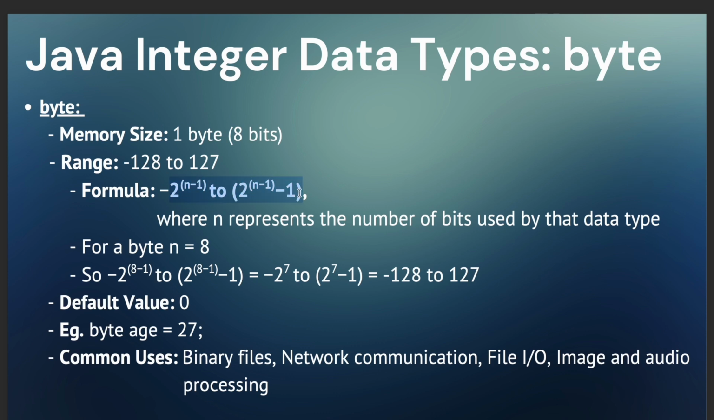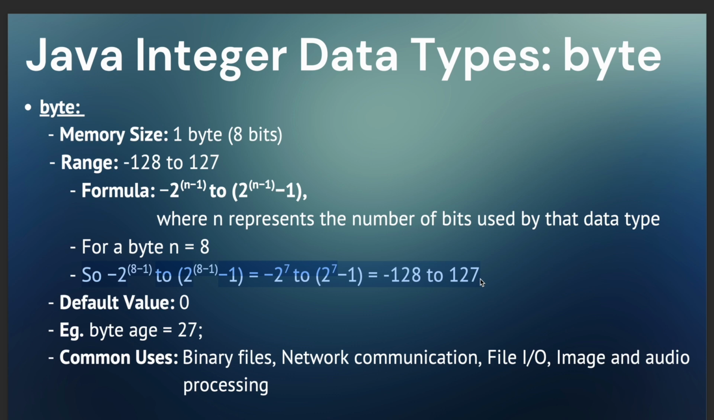The range for any signed integer data type can be calculated using this formula. Minus 2 raised to the power of n minus 1, to 2 raised to the power of n minus 1, minus 1, where n represents the number of bits used by that data type. For a byte, n is equal to 8. So, the range becomes minus 2 raised to the power of 8 minus 1, that is 7, to 2 raised to the power of 8 minus 1, that is 7, minus 1, which evaluates to minus 128 to 127.